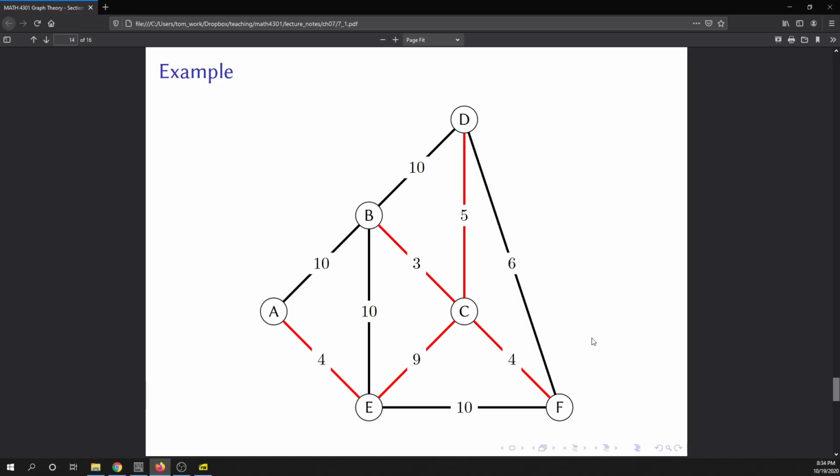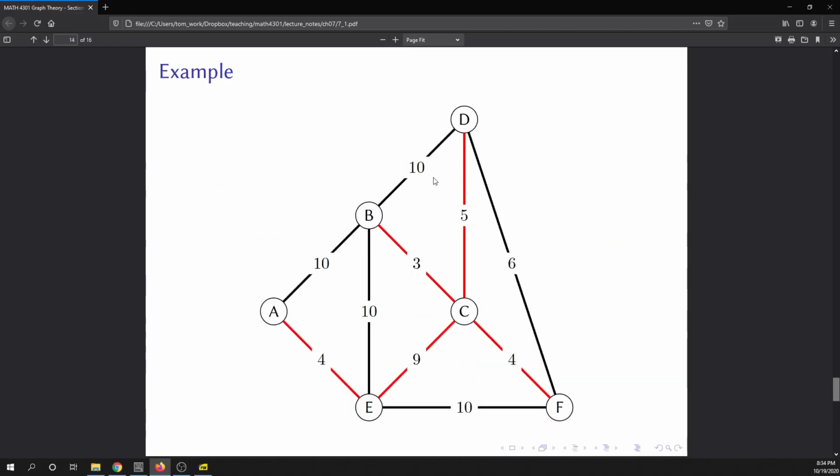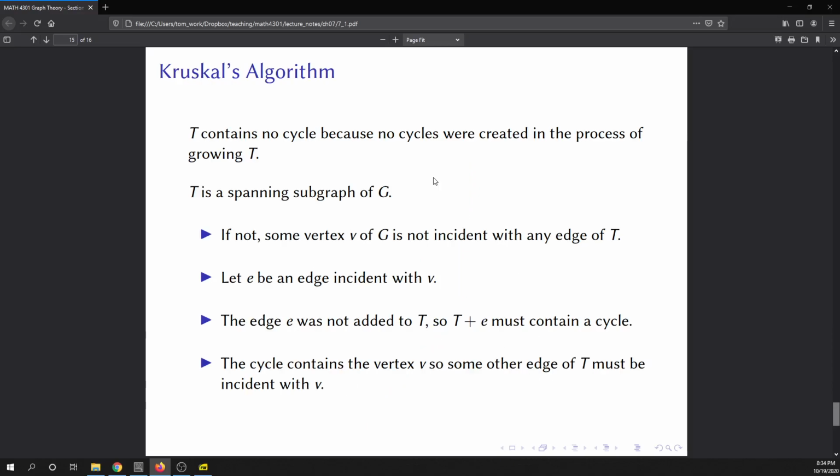The thing that is not totally obvious is that this is always going to work out to be a spanning tree no matter what. And you can see, in this case we have some steps in this process where the graph is not connected. So how does this always turn out to be connected? All right, so let's go through and prove that.